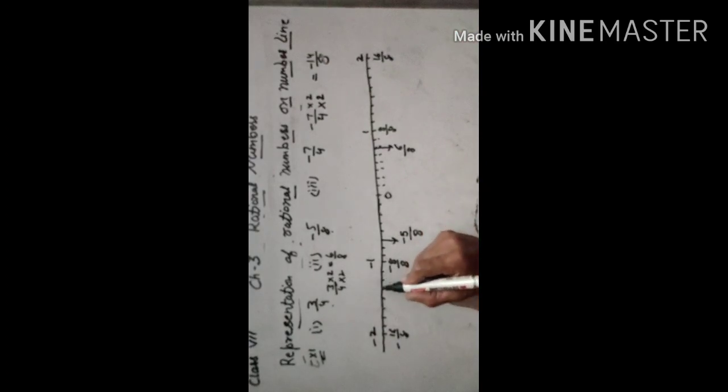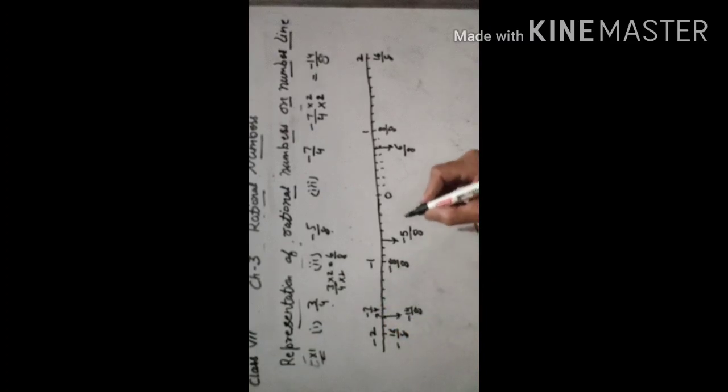Now next is -14/8, means 8/8, 9, 10, 11, 12, 13, 14. This is -14/8, or we can write it as -7/4, this number. Okay. Now next is example number 2.